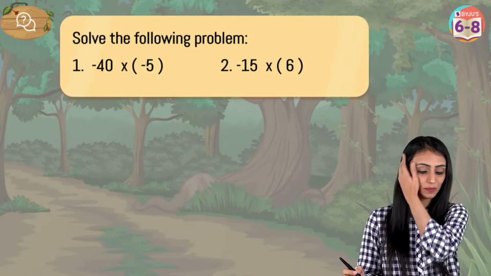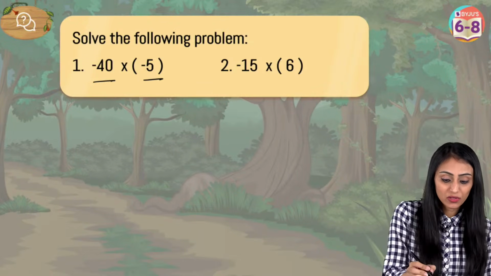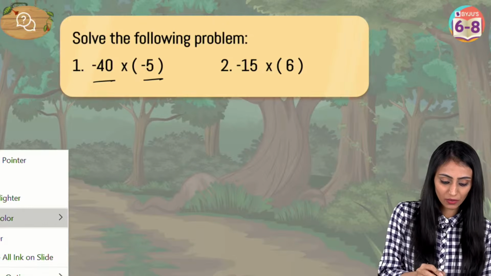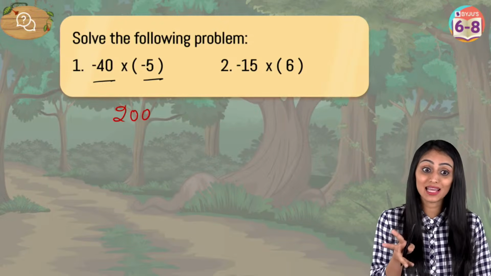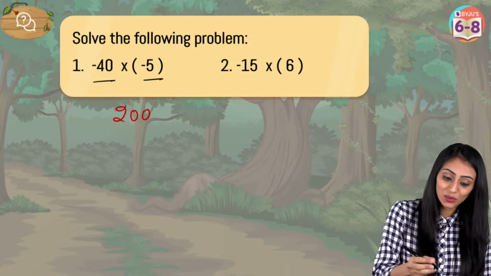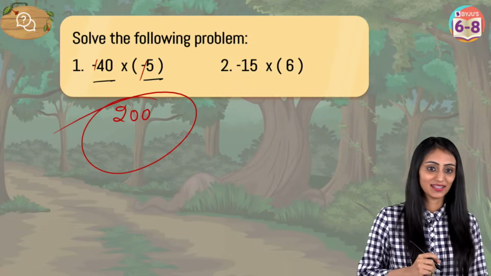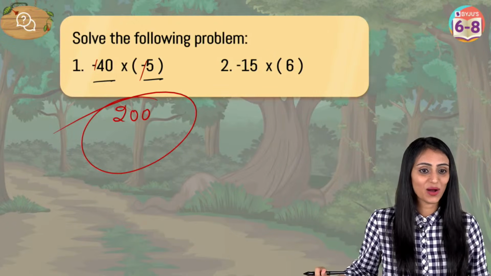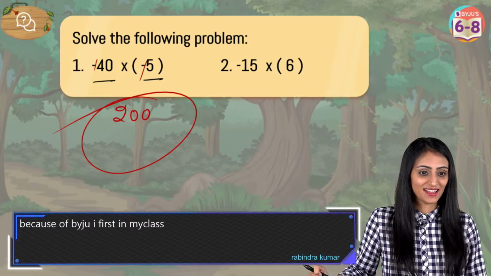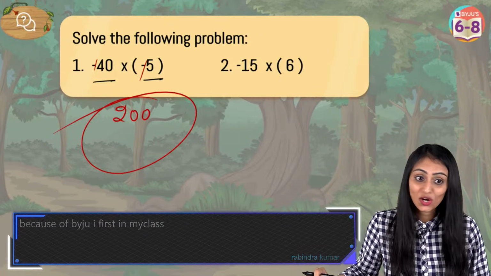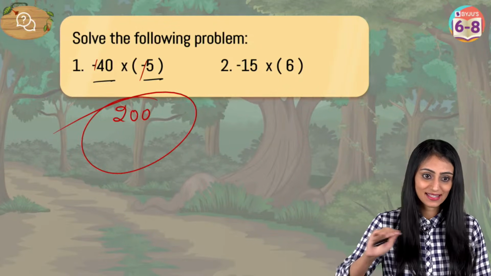Let's take a look at the next question. Solve the following problem, minus 40 times minus 5. So what do we see here? Simply, first we will multiply 40 with 5. That's going to be 200. Since both the signs are the same, we get a positive result. And we know the reason also, because the negatives cancel out each other, so you get 200. Yes? Wow, that's amazing, Ravinda. Congratulations. It will be positive 200, Shriyanshi, not negative 200. When signs are the same, positive result. Yes, this is clear to everyone.